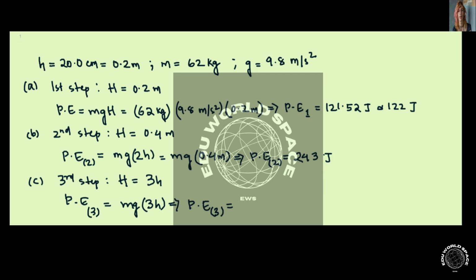Similarly, the potential energy on the third step will be 3 times mgh, which is PE1. So 3 times the potential energy of the first step. What I'm trying to say is 3 times mgh. So this mgh gives me the potential energy of the first step. So basically 3 times this value, and this makes the calculations really simple and time saving.